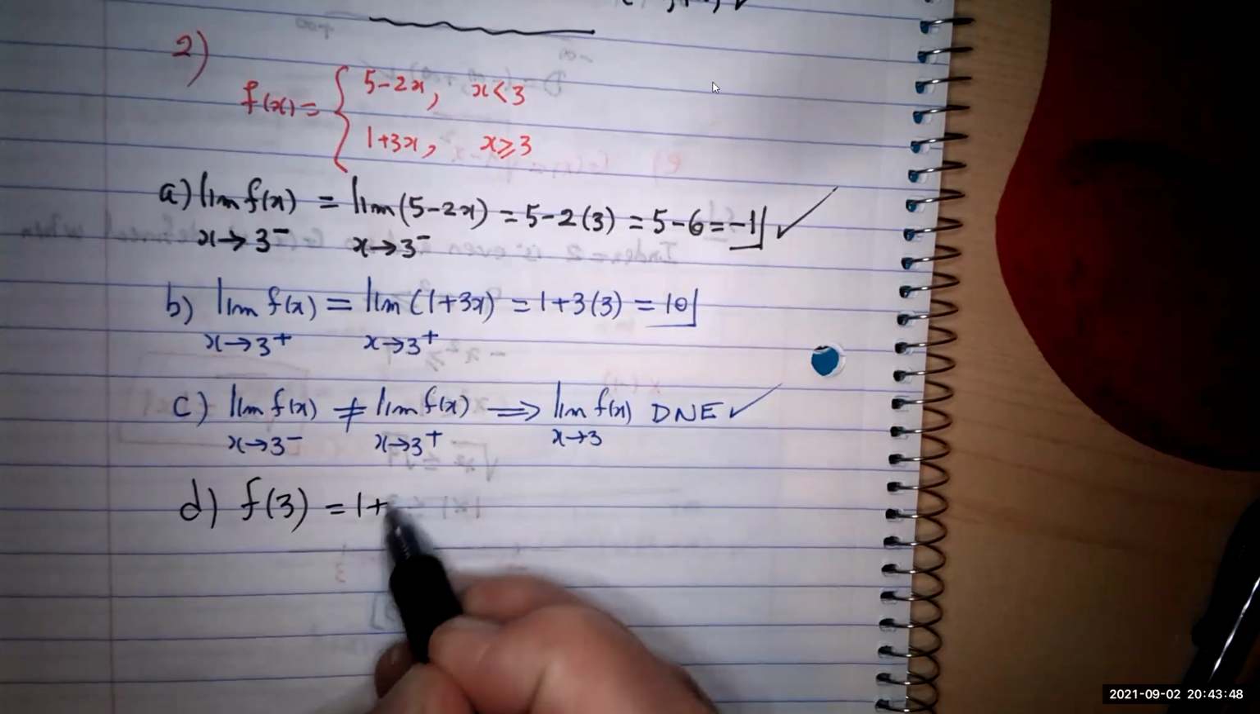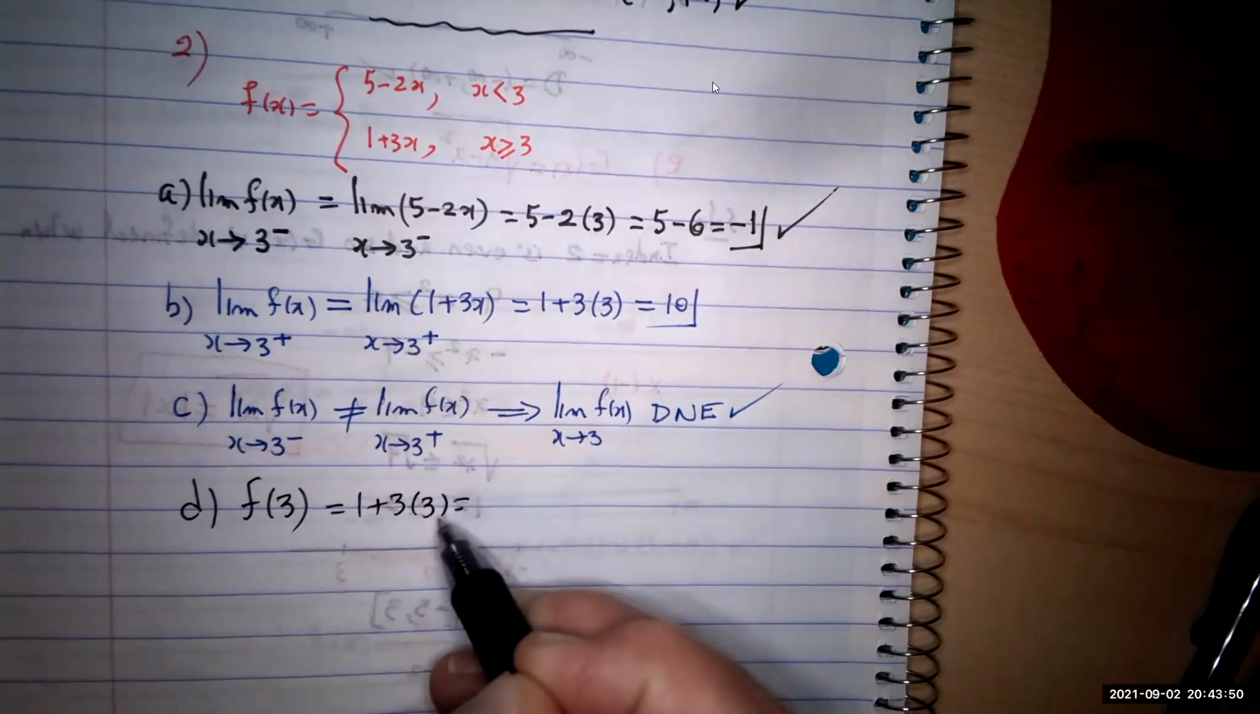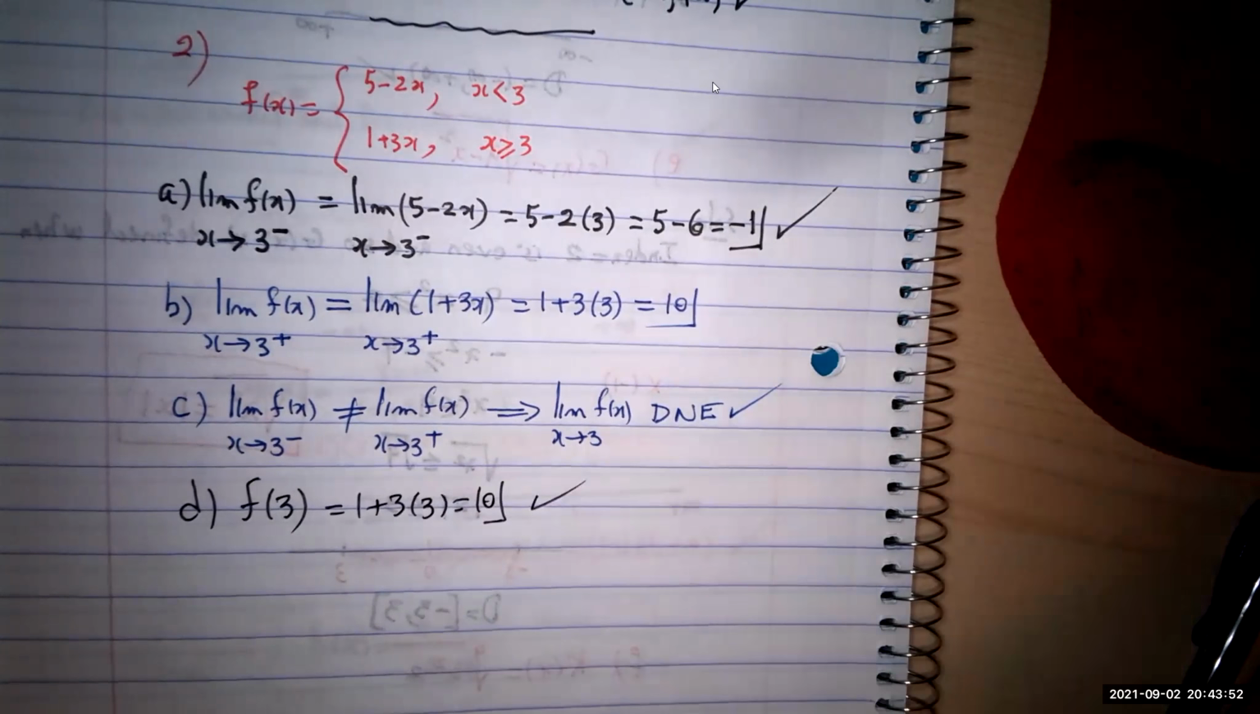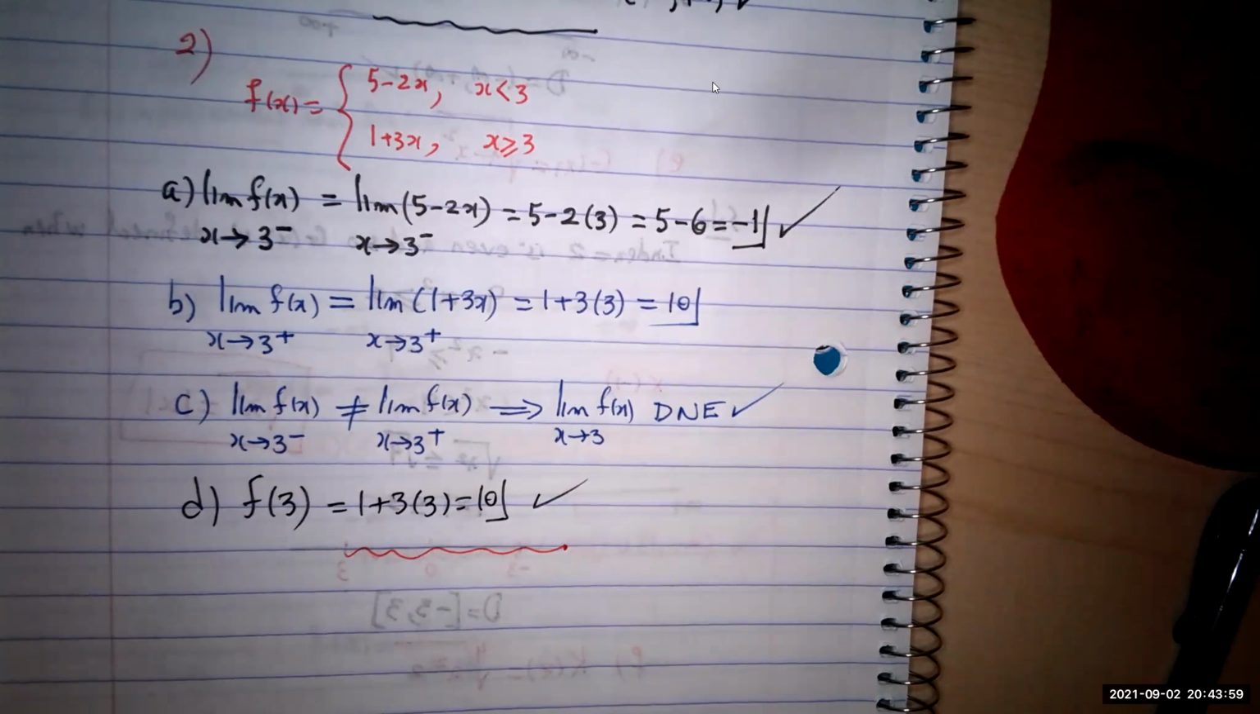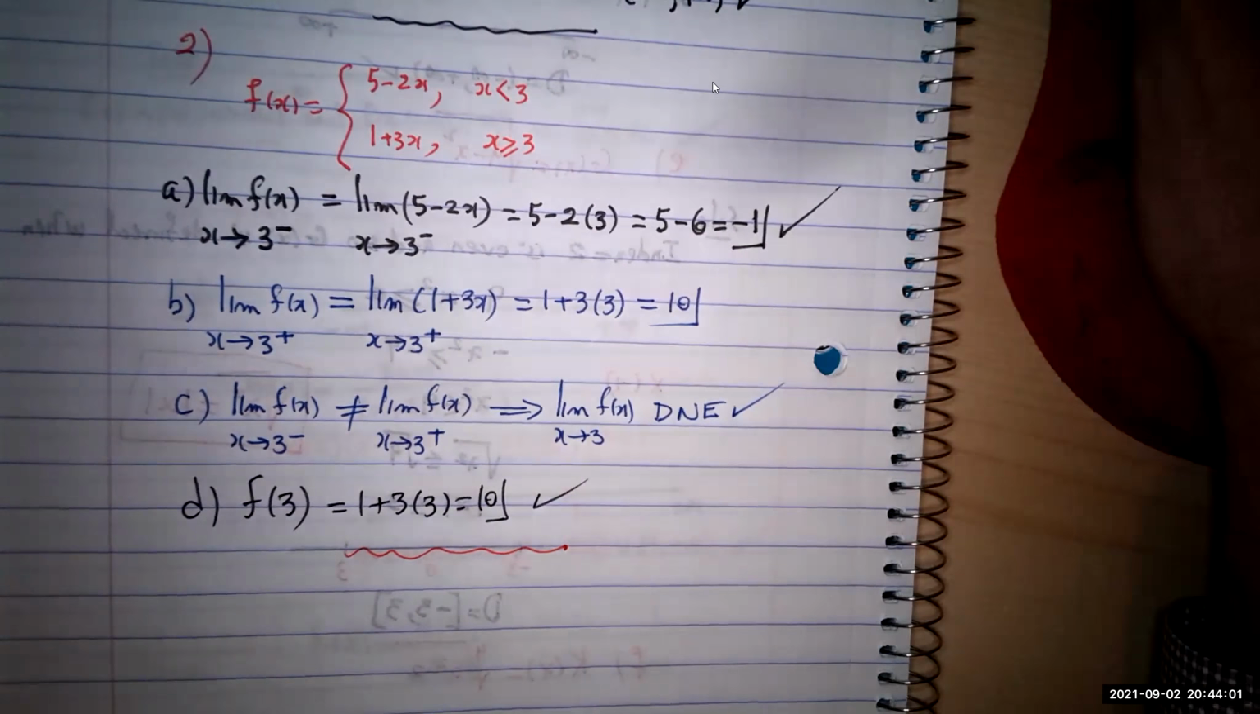It's going to be 1 plus 3 times 3, 9, 10. You're done. You see, nice problem. We like it because we check a couple of things for this problem. So that's why they like these type of problems. Limit of the piecewise defined function.